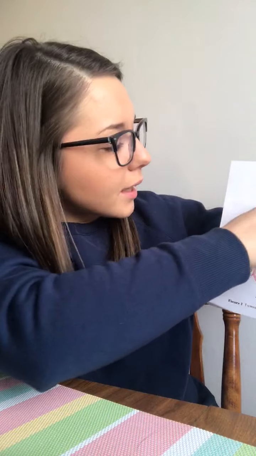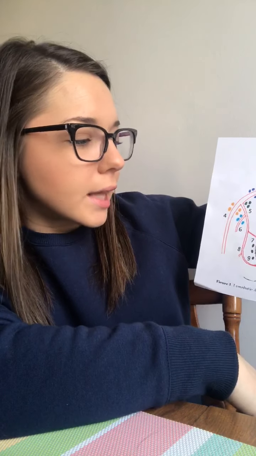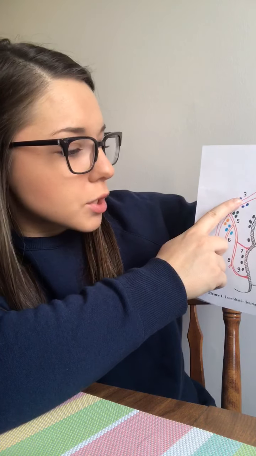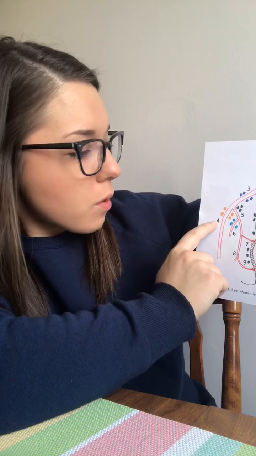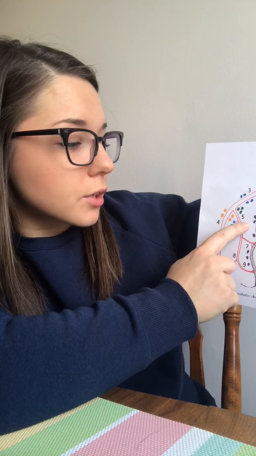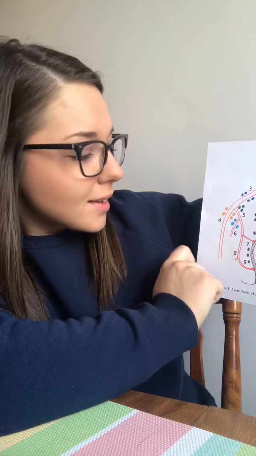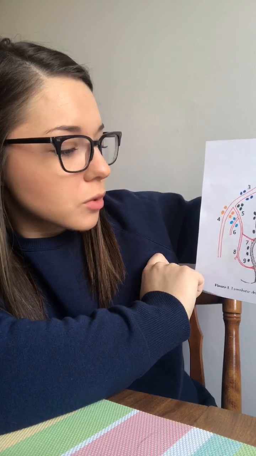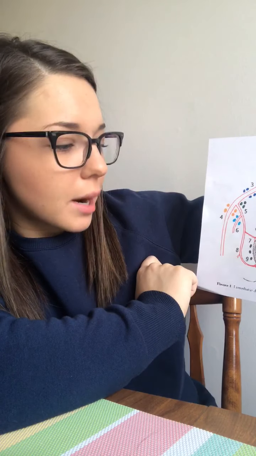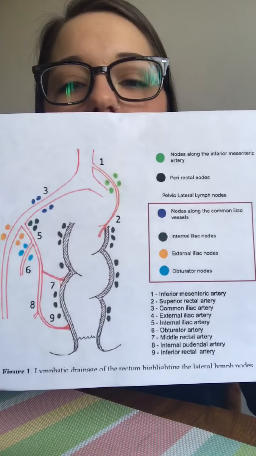And then the labeling for the 1s, 2s, and 3s. So 1 is the inferior mesenteric artery, and 2, which is right here, is your superior rectal artery. 3 is your common iliac artery, and 4 is your external iliac artery. 5 is your internal iliac artery. 6 is your obturator artery. And 7 is your middle rectal artery. 8 is your internal pudendal artery. And number 9 is your inferior rectal artery.